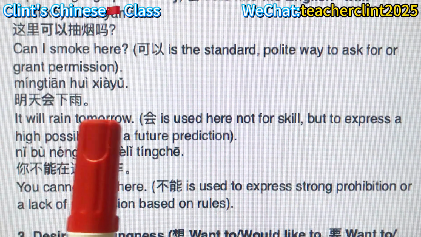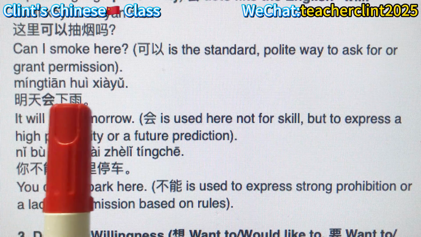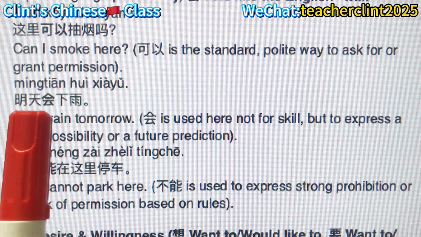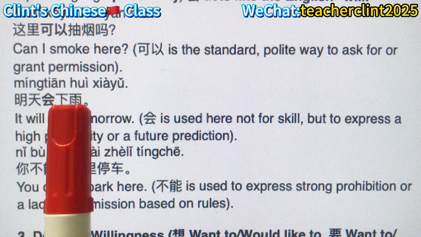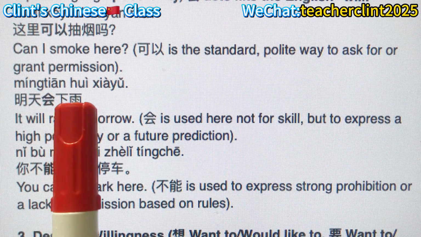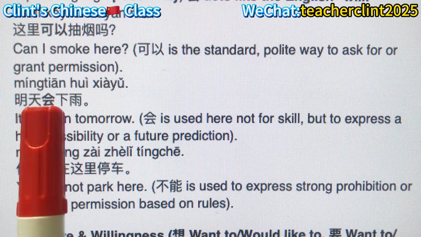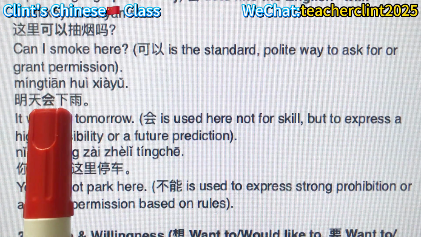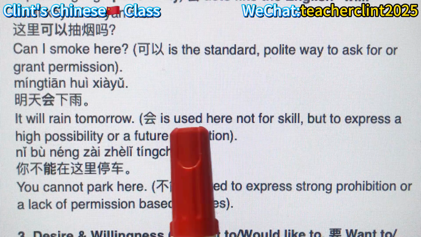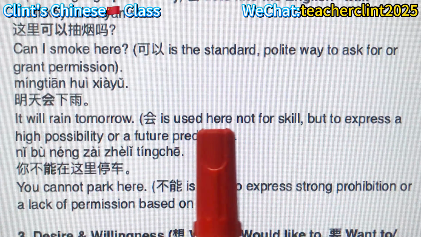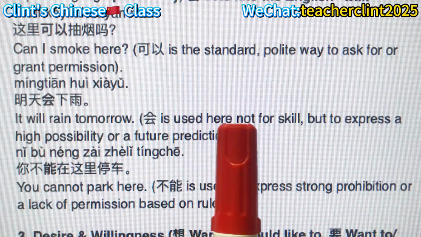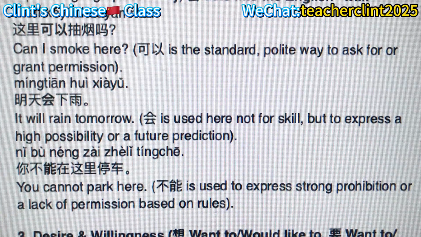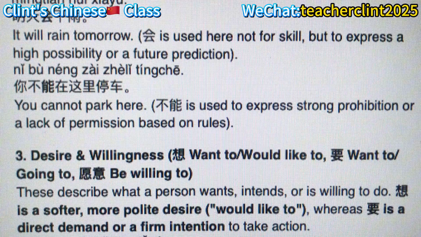It will rain tomorrow. 明天会下雨。明天 time adverb. 会 modal verb, will. 下雨 fall rain, or rain. So here the 会 shows possibility. It's not for skill anymore, right? Like I can speak English, 我会说英文, but here it shows the possibility, like tomorrow it will rain, right? Or you are predicting the future.